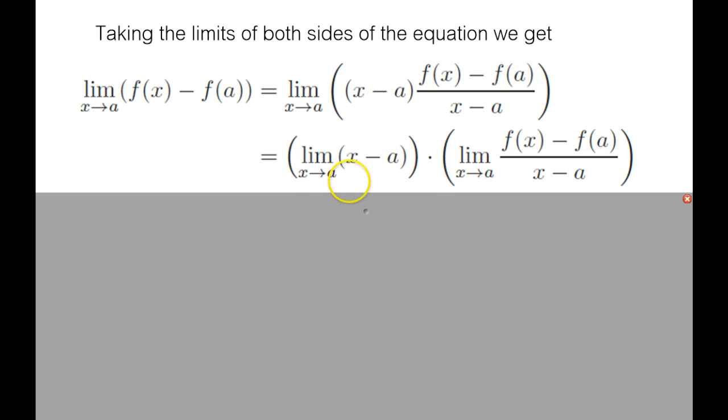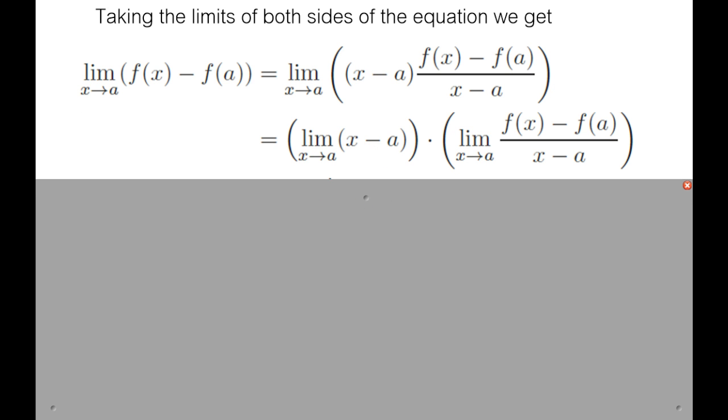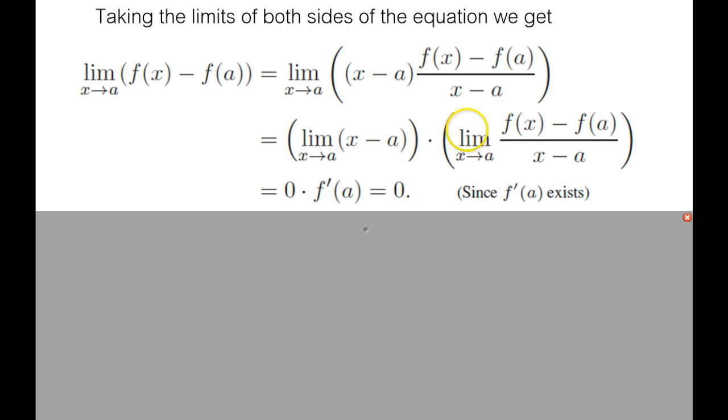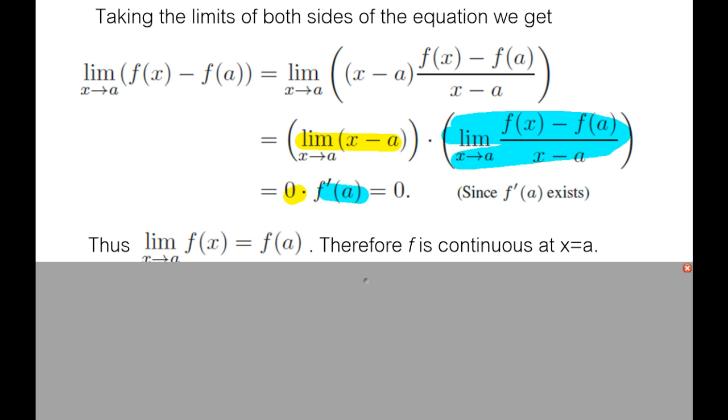And what we can see is the limit as x approaches a of x minus a is going to be 0. And then this right here is exactly the definition of the derivative of f at a, as we saw earlier. And we know that this is actually a value, since our supposition was that the derivative of f exists at a. Okay, but since the other factor is going to be equal to 0, it doesn't matter what the value of f prime at a is, the limit of f of x minus f of a is going to be equal to 0.